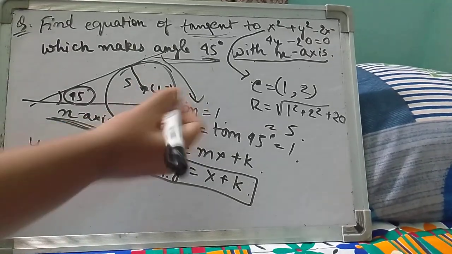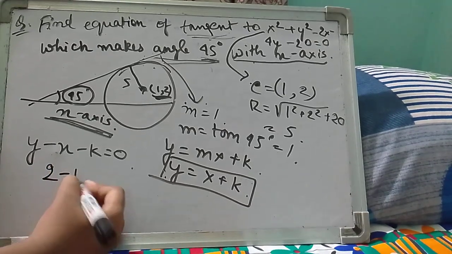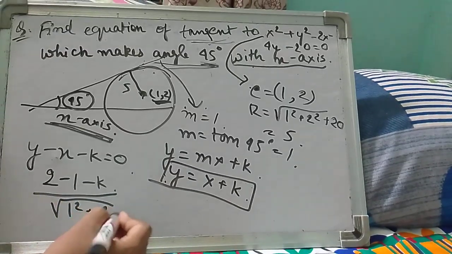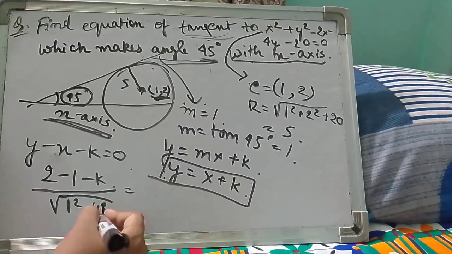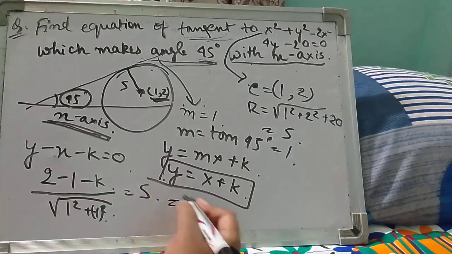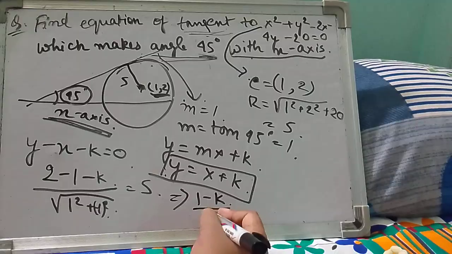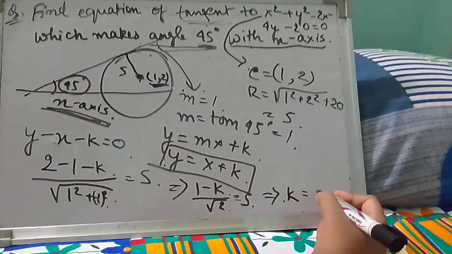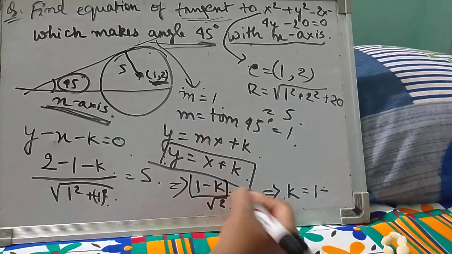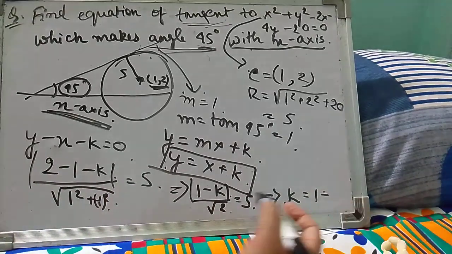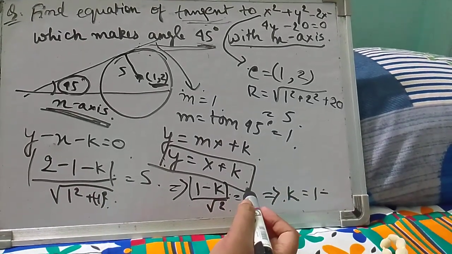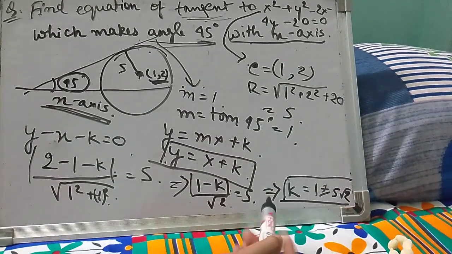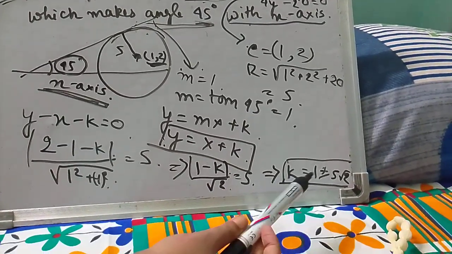So putting the value of 1, 2 in this equation, it becomes mod of 2 minus 1 minus k over under root of 1 square plus 1 square equals to 5. So it becomes mod of 1 minus k over under root of 2 equals to 5, which becomes k equals to 1 minus... this is under mod. So when the mod gets removed, it becomes plus minus 5 root 2. So this is the value of k, that is k equals to 1 plus minus 5 root 2.